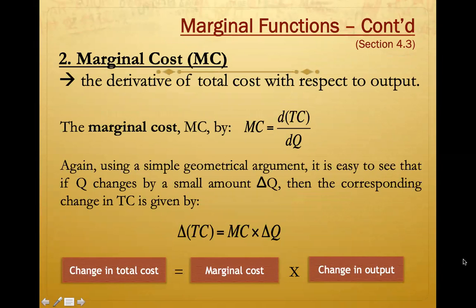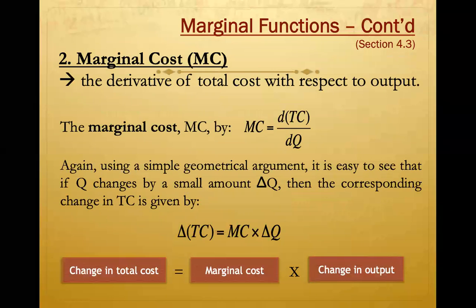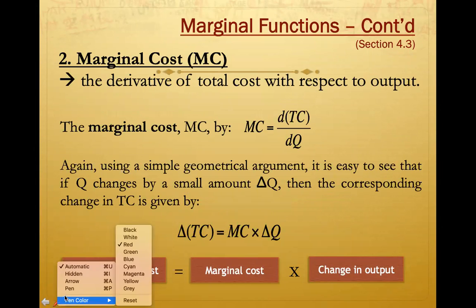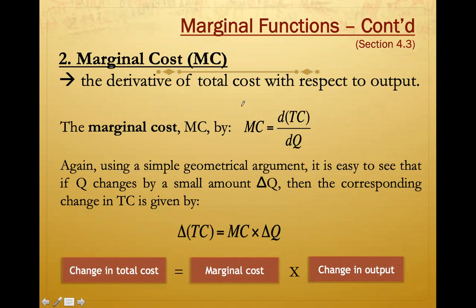The second one is marginal cost. Marginal cost is the derivative of total cost with respect to output. So the marginal cost can be calculated using this formula: MC, marginal cost, equals d TC by dQ.